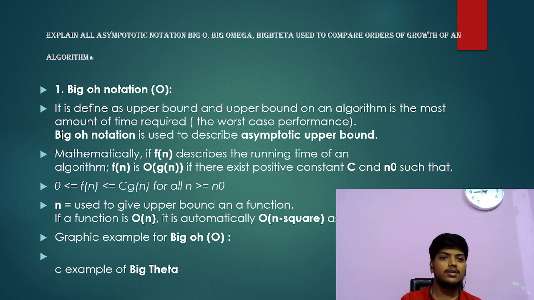The third question is, explain all asymptotic notations: Big O, Big Omega, Big Theta, which are used to compare the order of growth of algorithms. Big O is defined as an upper bound, and the upper bound of an algorithm is the most amount of time required. Big O is used to describe the asymptotic upper bound. Mathematically we can write it as 0 is less than or equal to f of n, less than or equal to c g of n, for all n greater than or equal to n naught. This is the mathematical expression of Big O, which is used to give upper bounds on a function.